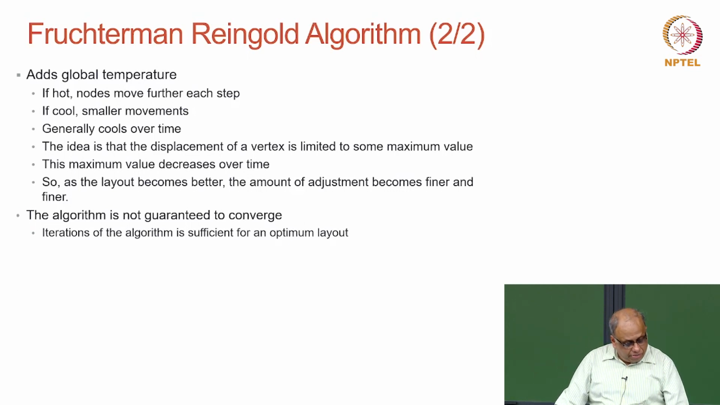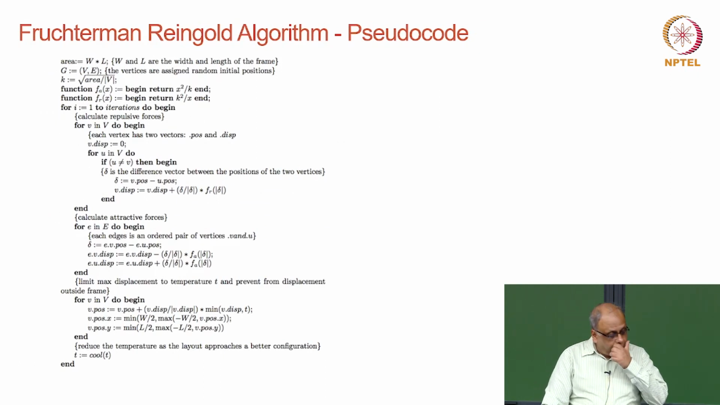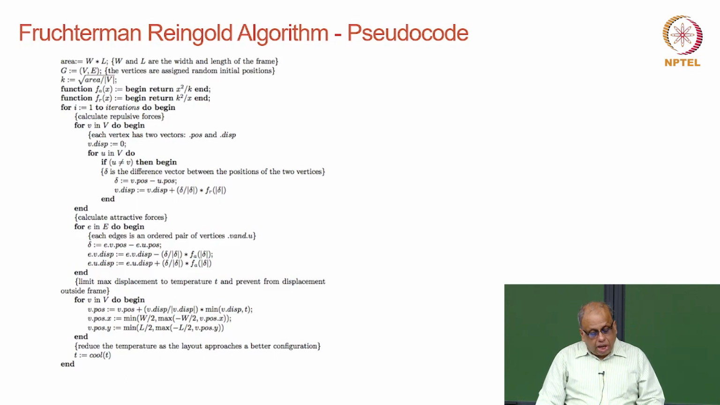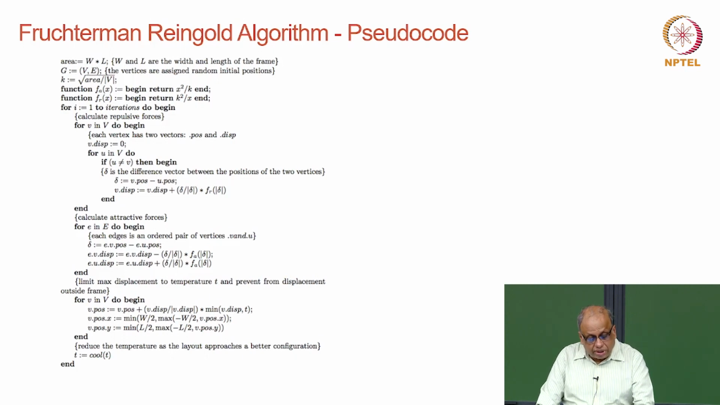So after about maybe 100 or 1000 iterations, you have to stop. But overall, this algorithm is easy to write. So you have the area of the graph, which is the width times length. Then you have the graph, then you have the k parameter. Then you have the force of attraction and the force of repulsion.